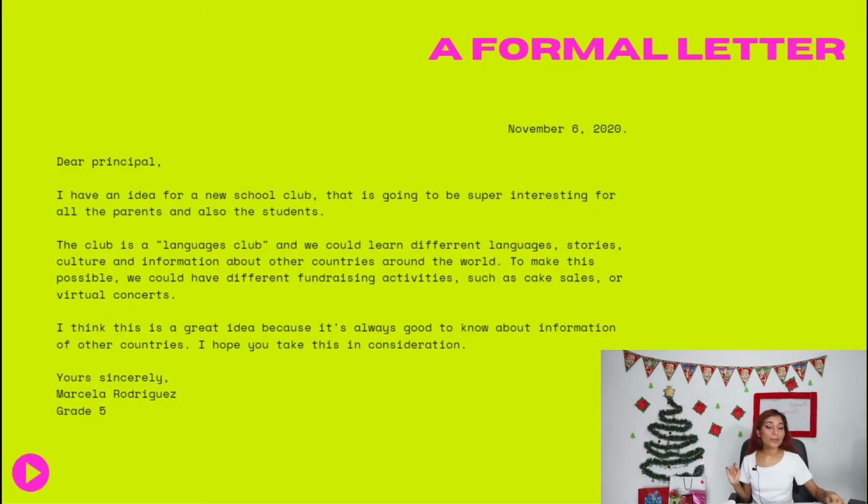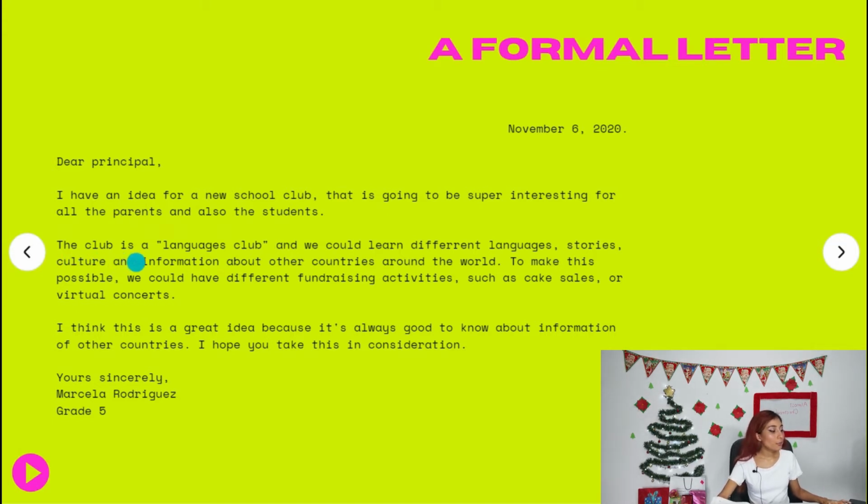So today we are going to start by doing a review about the letters, about the parts of a letter. Remember that we've been writing formal letters, and here I have an example. This is the example I showed you the last week, but this time we are going to review this, and it says November 6, 2020. Dear Principal, I have an idea for a new school club. This is going to be super interesting for all the parents and also the students.